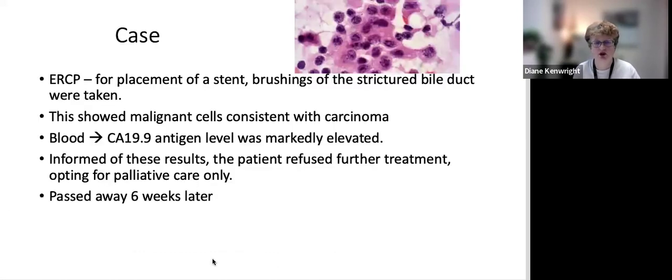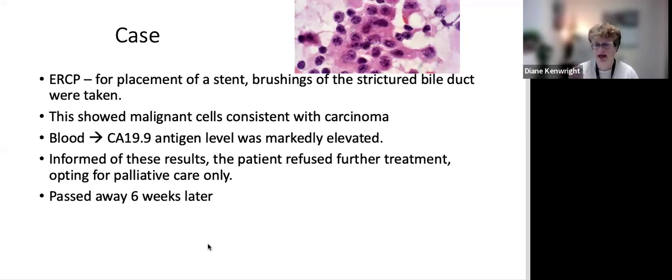How are we going to treat him? Well, we can treat him symptomatically. He can have a stent put in to relieve his jaundice, and at the same time, he can have brushings and also a biopsy if needed, but brushings are usually quite diagnostic.